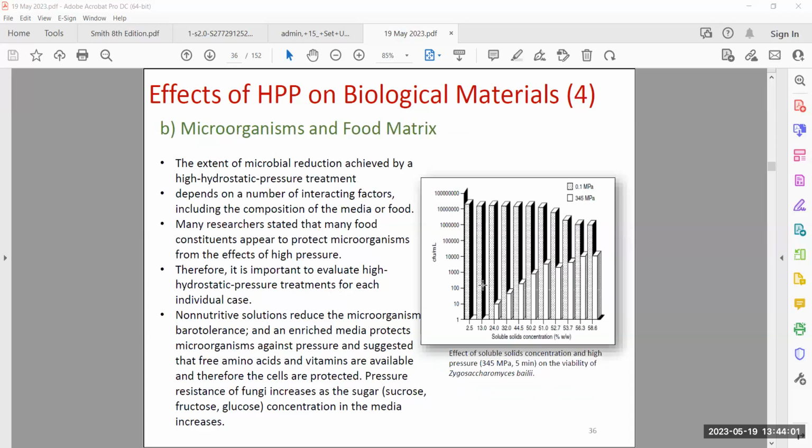Food matrix or food composition also plays a very important role in the effectiveness of HPP. Many researchers have stated that many food constituents appear to protect microorganisms from the effects of high pressure. Therefore it's very important to evaluate HPP treatment for each individual case. Non-nutritive solutions reduce microorganism barotolerance and enriched media protects microorganisms against pressure, suggesting that free amino acids and vitamins available inside the food product may revive or resuscitate the microorganism that was injured previously.